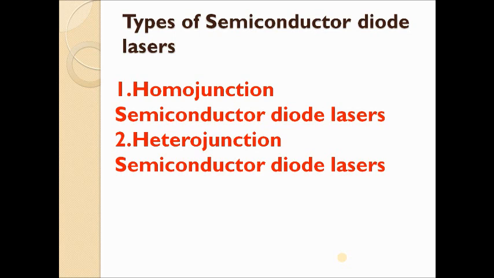Now we shall see about the types of semiconductor lasers. There are two types: homojunction semiconductor diode laser as well as heterojunction semiconductor diode laser.